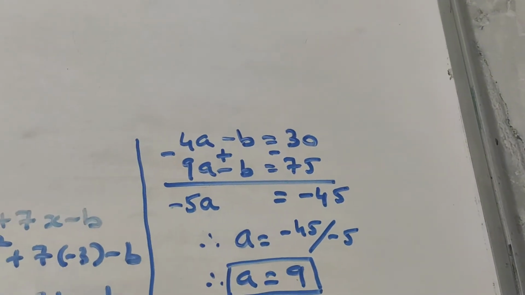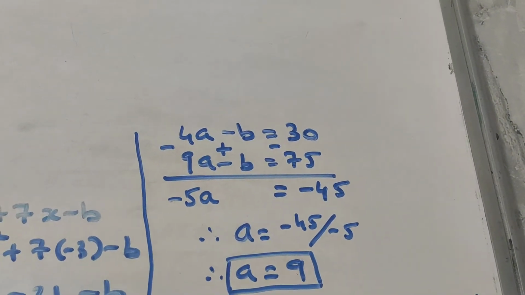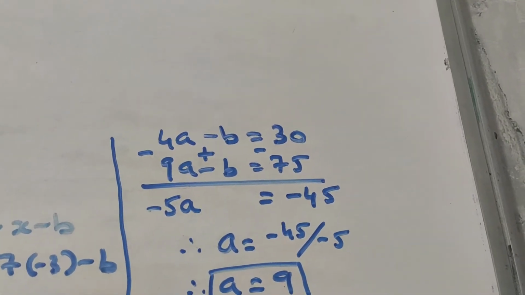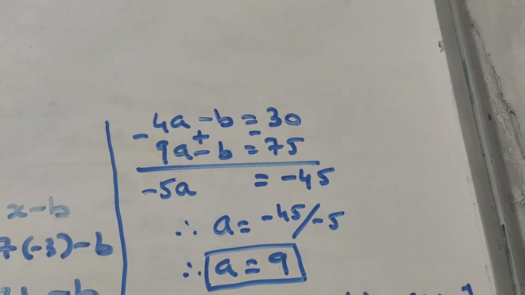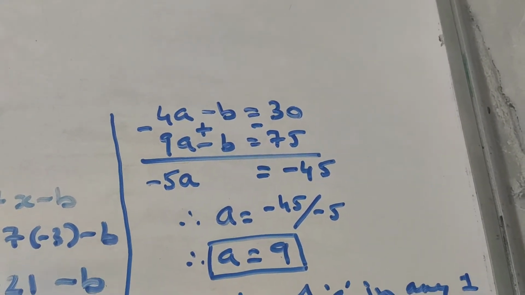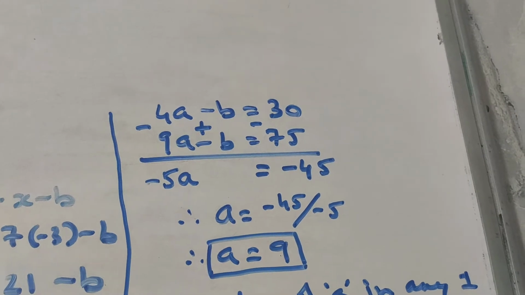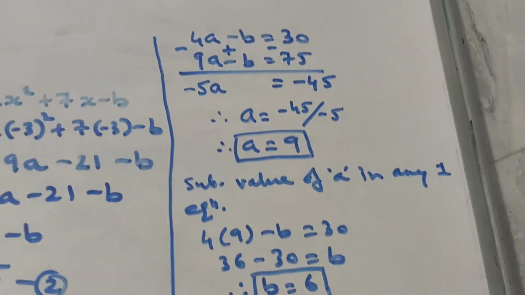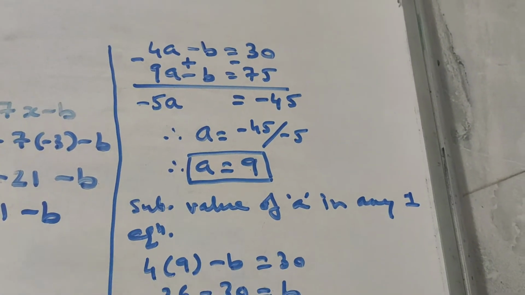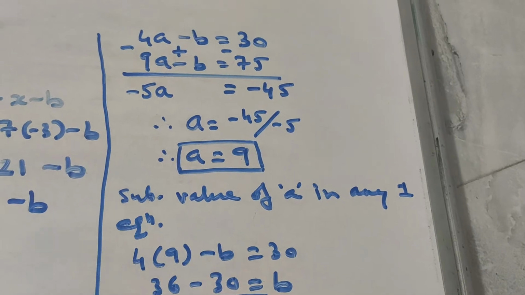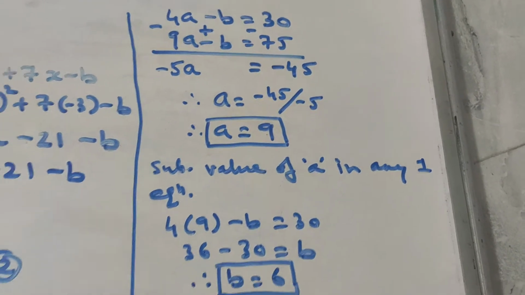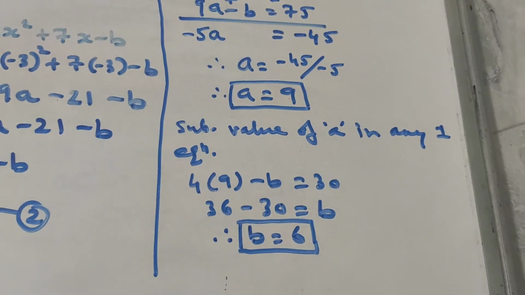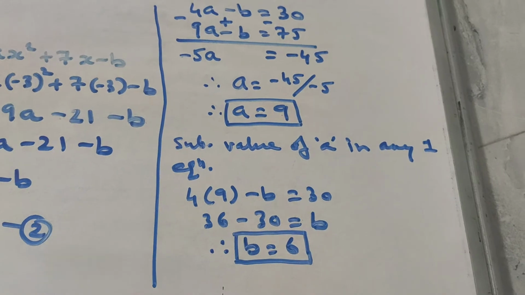So here 4a minus b is equal to 30, 9a minus b is equal to 75. Both of them have minus b, so there is no need for substitution; just eliminating by subtracting, I am getting minus 5a is equal to minus 45. So a is equal to 9. Substituting the value of a in equation 1, we get 4 into 9 minus b is equal to 30. 4 into 9 is 36. 30 comes this side, becomes minus 30. Minus b goes this side, becomes b. So the value of b is equal to 6. So I got the value of a and b.